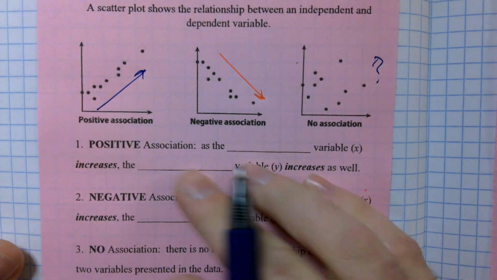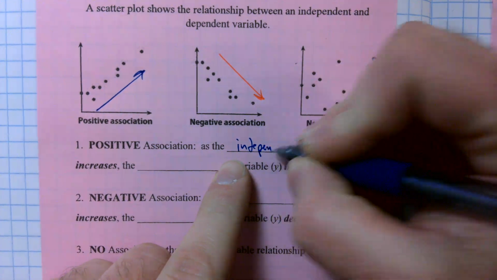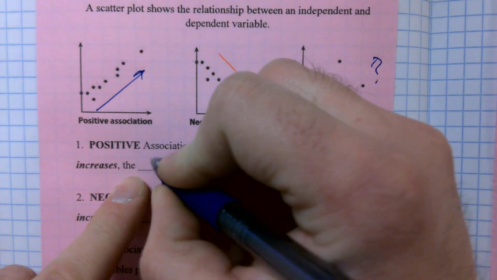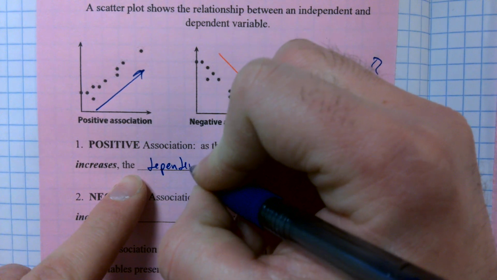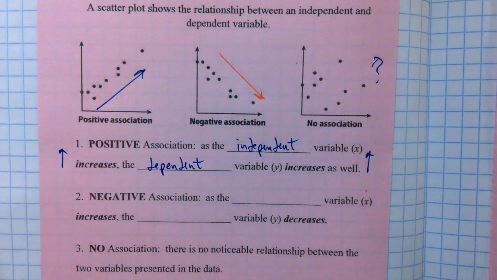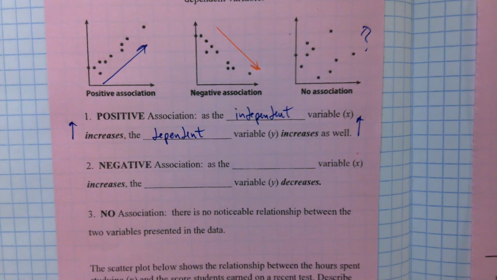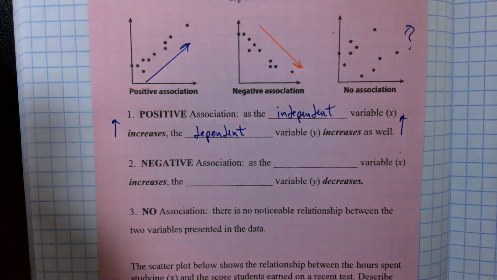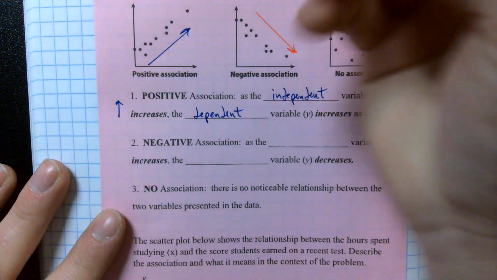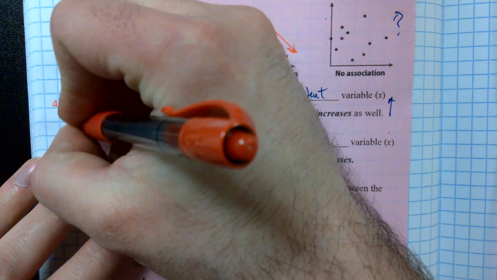So a positive association just means as the independent variable x increases, then the dependent variable y increases as well. So if one of them's going up, the other one's going up. A great example of two data points that would have a positive association are age and height.